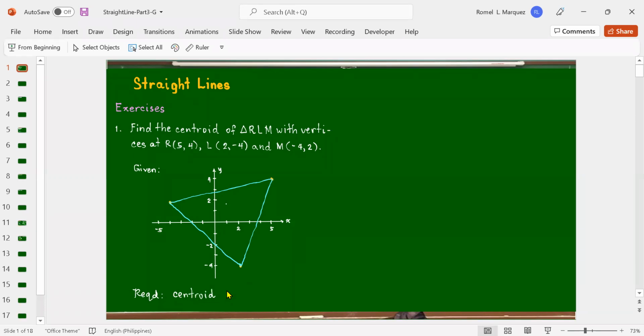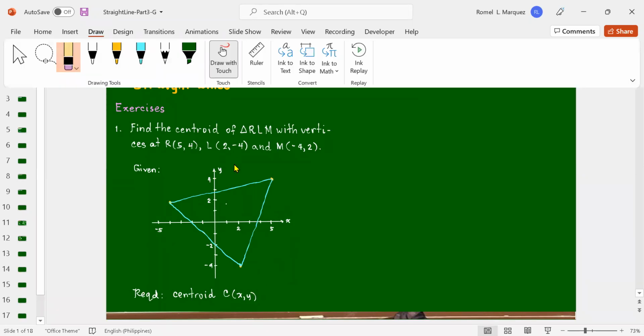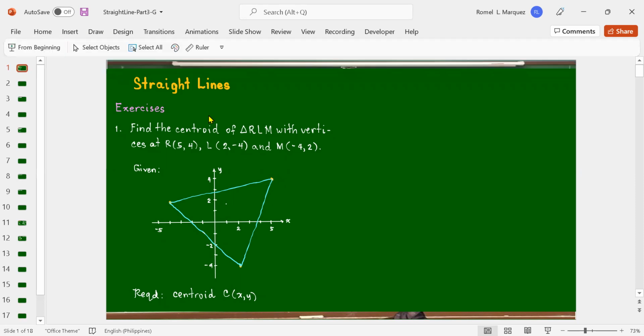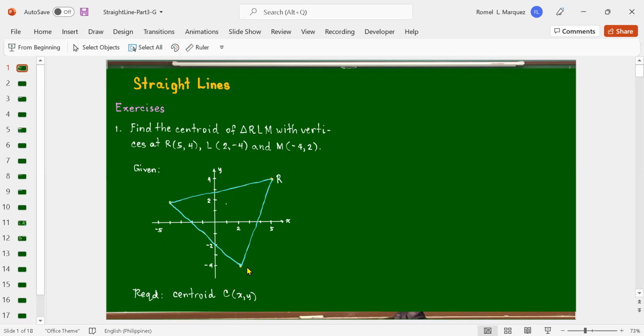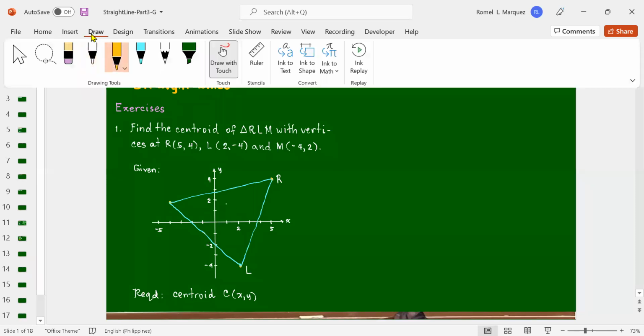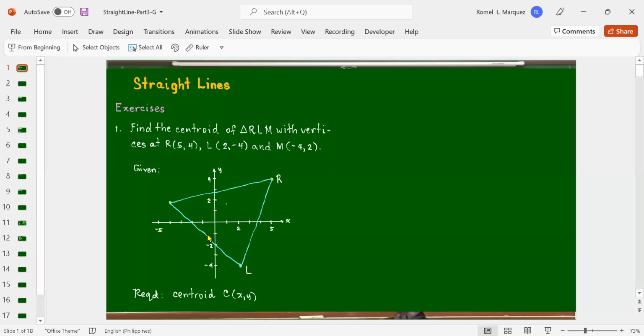Let that centroid be C, with coordinates (x, y). Two equations of medians are enough to be able to get the centroid. So let's get the median from this point R and also from this point L. From point R, the centroid is contained in this median.